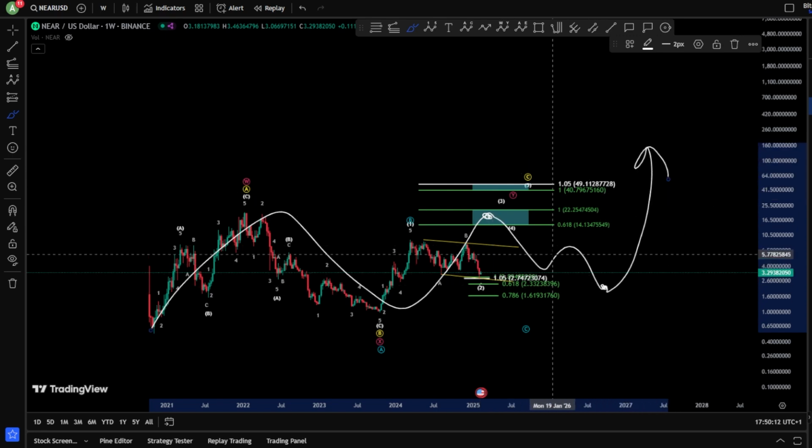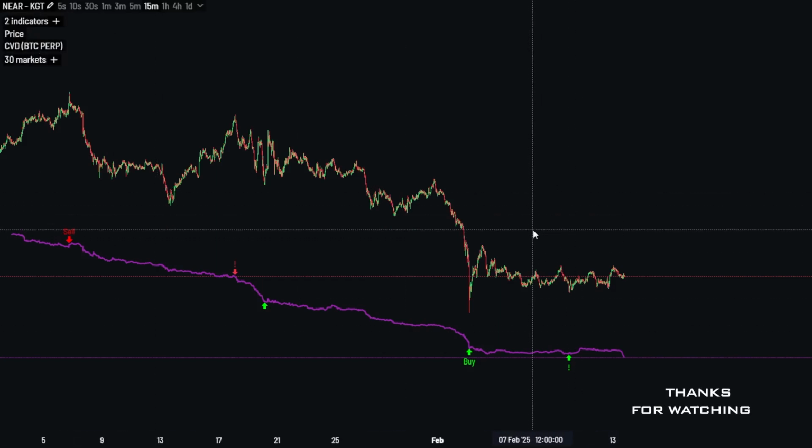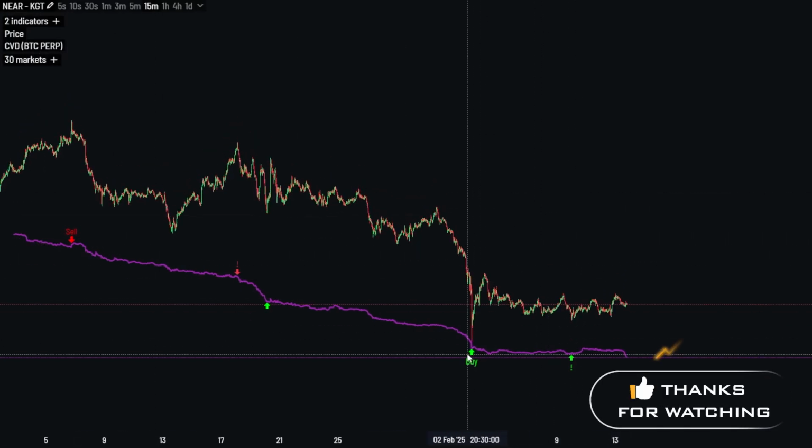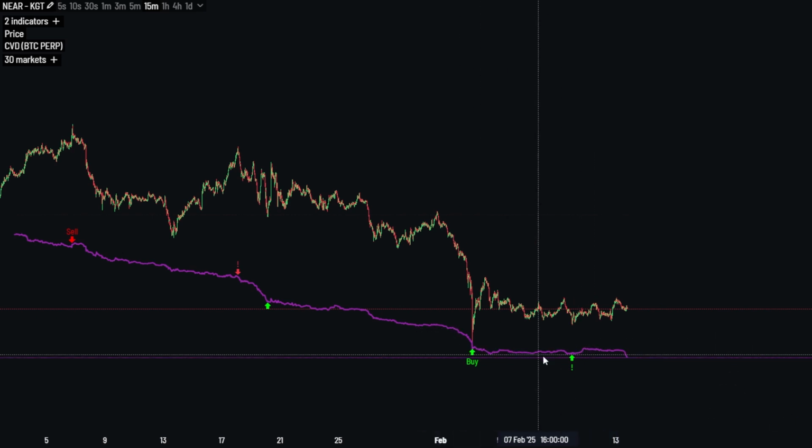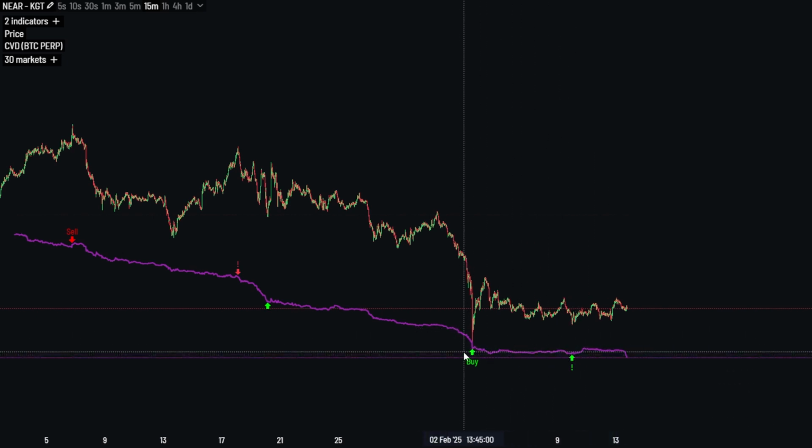again for higher prices. On the chart for NEAR, we are looking here, of course, for a kind of divergence, but it's not a really strong divergence. As you can see, the CVD, the bullish signals, are very sideways.